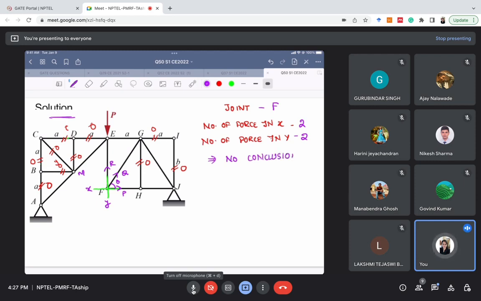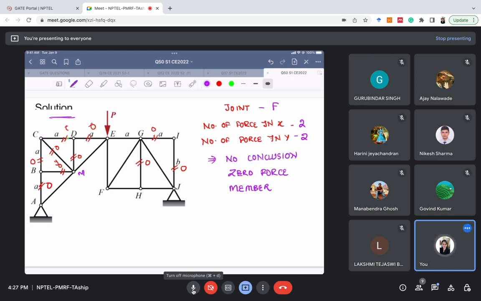We can only conclude about a zero force member if there is only one force in that particular direction. Is it clear? So that's why we cannot conclude anything about zero force members. So we cannot mark any zero force member here. Similarly, you can check with other joints as well. So we have identified all the zero force members now.